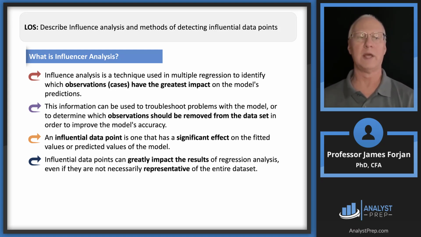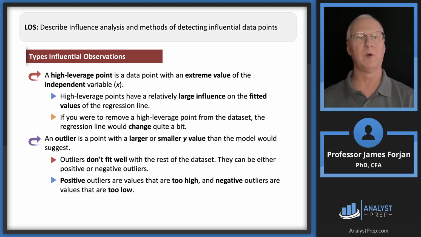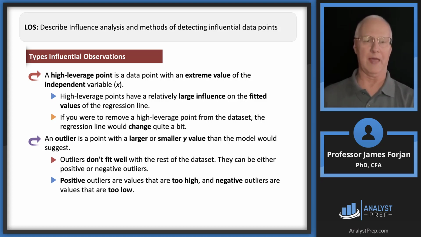So what we're going to do over the next couple of slides is try to figure out how we determine what is an influential data point. Two definitions to start off with. A high leverage point is a data point with an extreme value on the right-hand side of the regression equation. These are one or more of the independent variables. Those high leverage points can have a relatively large influence on the fitted values. Now, if we were to remove this, then the regression line would change quite a bit. All right, that makes perfect sense.